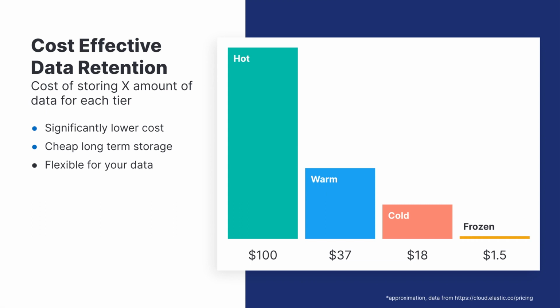Going back to this cost-effective part again, I mentioned that I would like to talk about pricing a bit as well. So how do these tiers actually compare? Quick illustration here with an approximation on cost. If you store the same dataset size on a hot node, it would cost you about $100. If you stored a similar amount of data on a warm node, that would be about $37, followed by $18 on a cold node, or just $1.50 on a frozen node. You can look up this pricing at cloud.elastic.co/pricing if you want to make a similar comparison for your datasets.